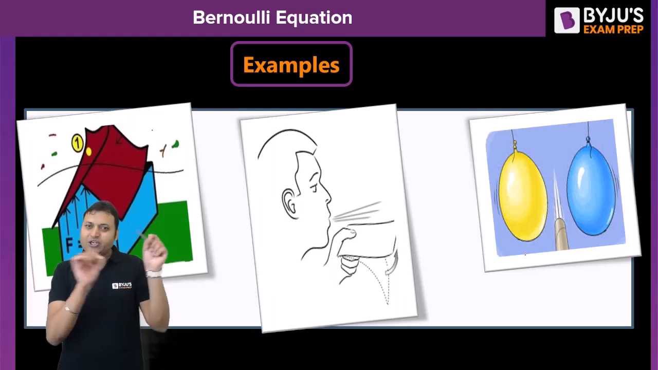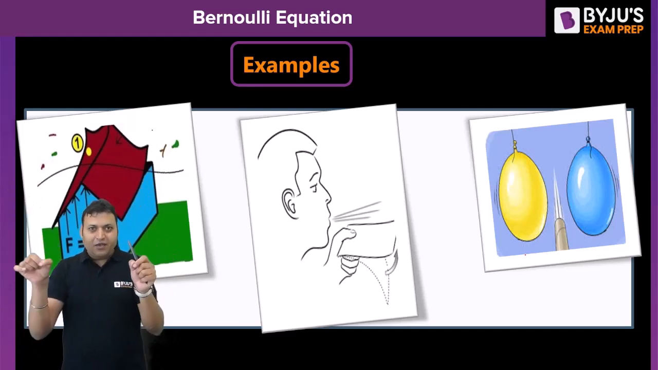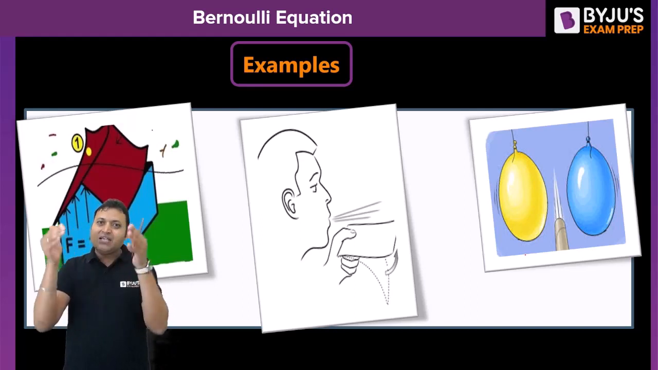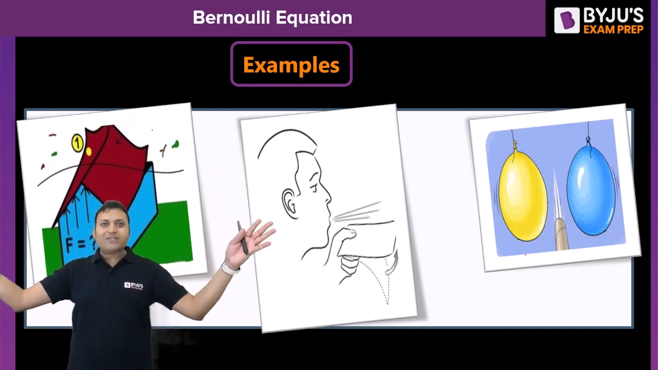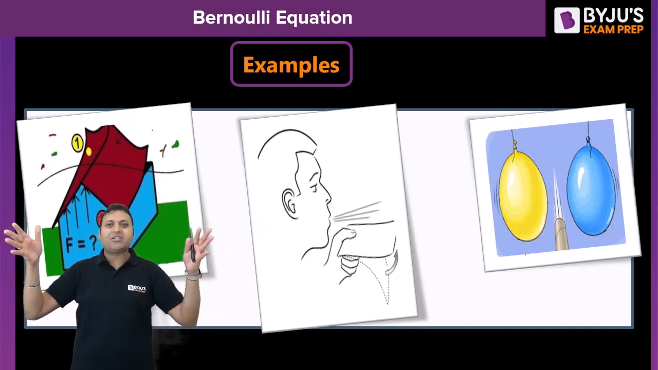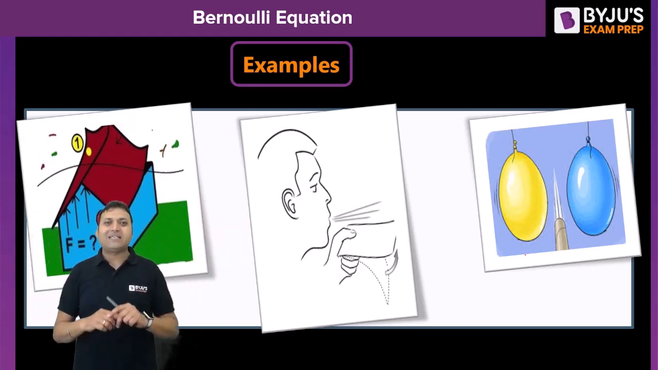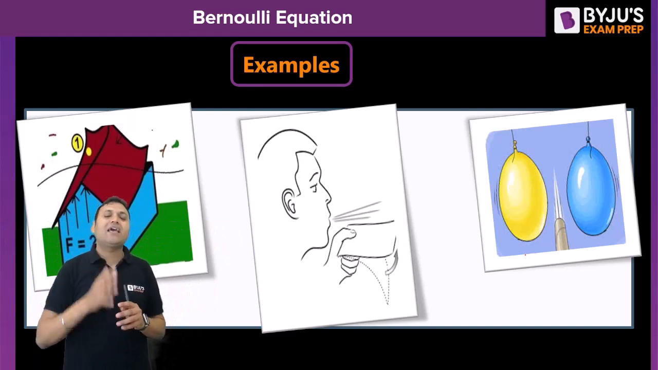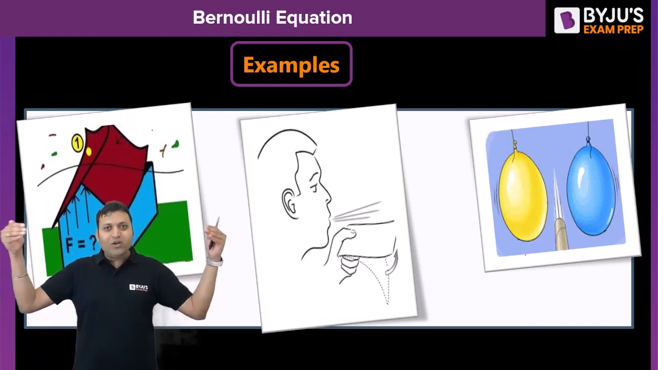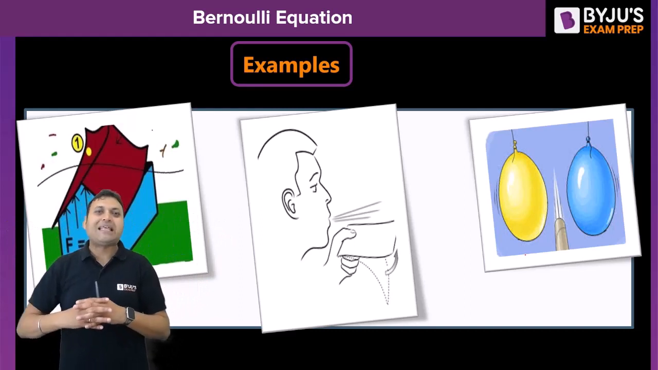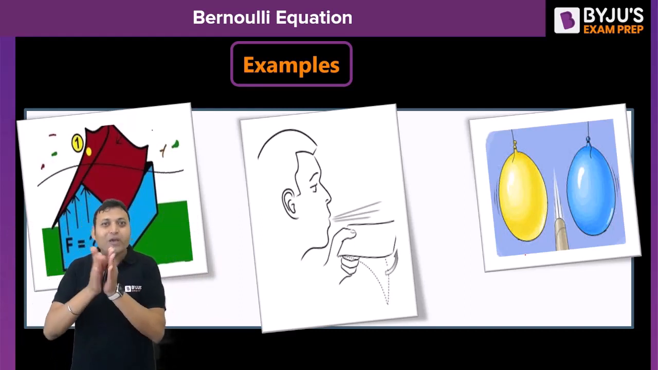Similarly, I have already shown you the balloons. If you blow air between the balloons, the velocity of air is high, so the pressure is low. But outside these two balloons, the air pressure is high because of low velocity. So there is an inward force exerted, and by blowing air between the balloons, the balloons will always try to come closer to each other rather than going away.